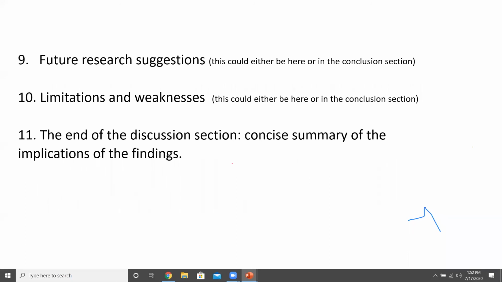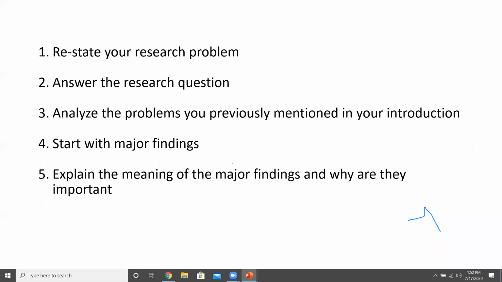Number 9, future research suggestions. This could either be here or in the conclusion section. Number 10, limitations and weaknesses. Number 11, the end of the discussion section, just a concise summary of the implications of the findings. I'm going back only because this section is honestly the most important part of writing your discussion. Once you cover all of these points, you're good to go, and your discussion is going to be as amazing as it is. And I can promise you that.